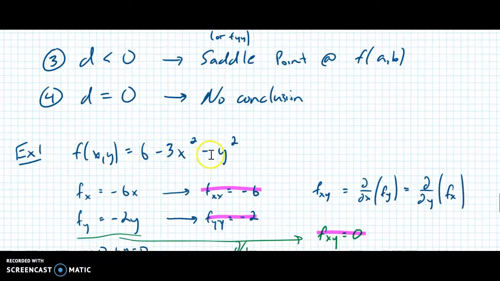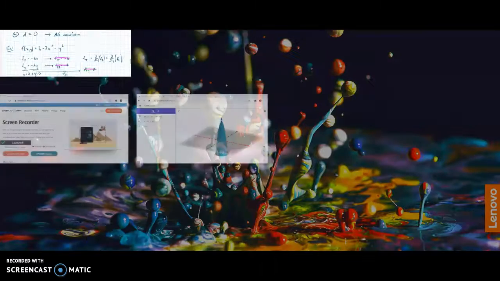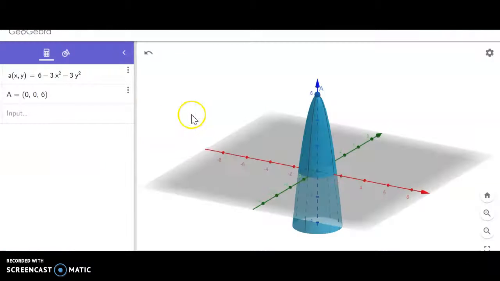So this should make sense, honestly. This shouldn't be a surprise. This is a paraboloid. It opens down, and it's going to have a max. So let me show you the graph of this thing. Well, bam, right? Notice 6 minus 3x squared. This GeoGebra grapher is really good. Just Google GeoGebra 3D grapher. I get 6 minus 3x squared minus 3y squared. And then I put a point A right here at 0, 0, 6.